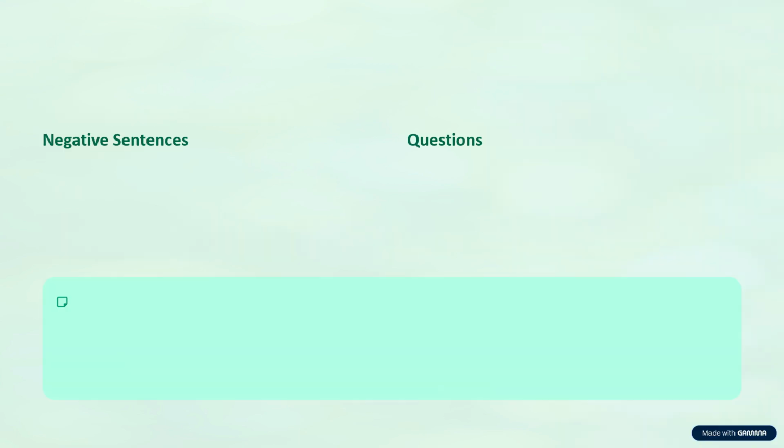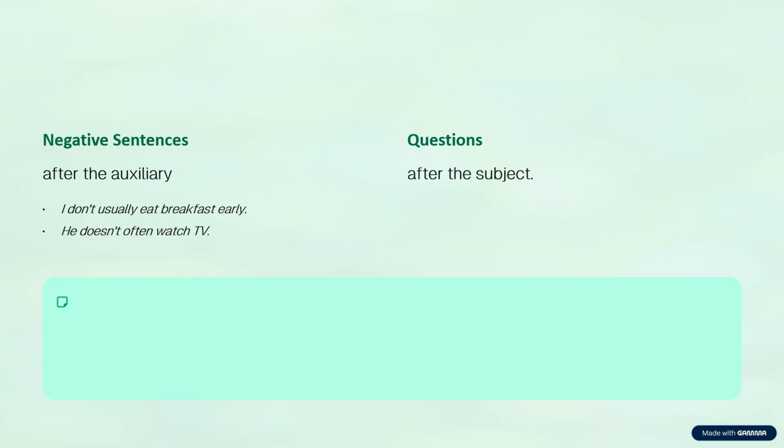In negative sentences with do, does, the adverb of frequency goes after the auxiliary. Here are some examples. I don't usually eat breakfast early. He doesn't often watch TV. In yes, no, or WH questions, the adverb of frequency is placed after the subject. Examples: do you always eat breakfast? Does she usually read in the evening?